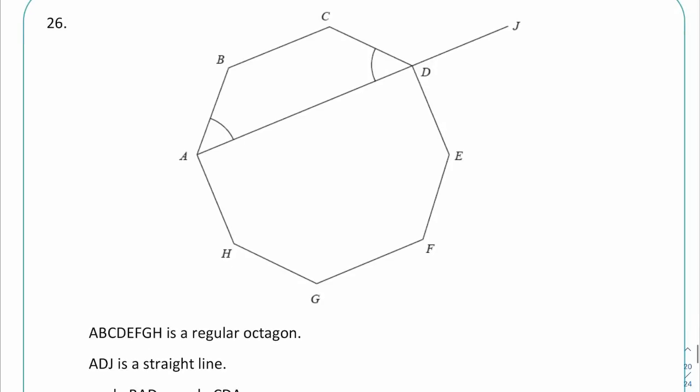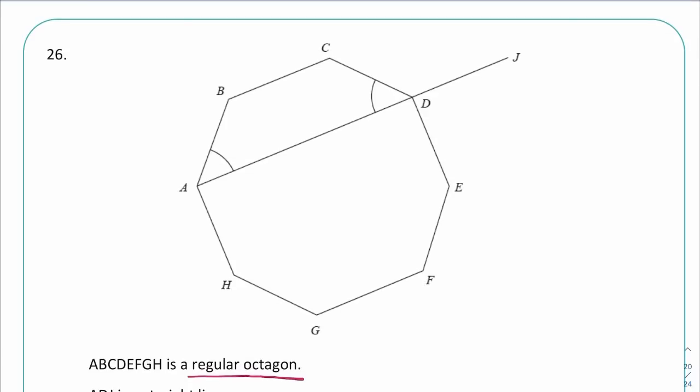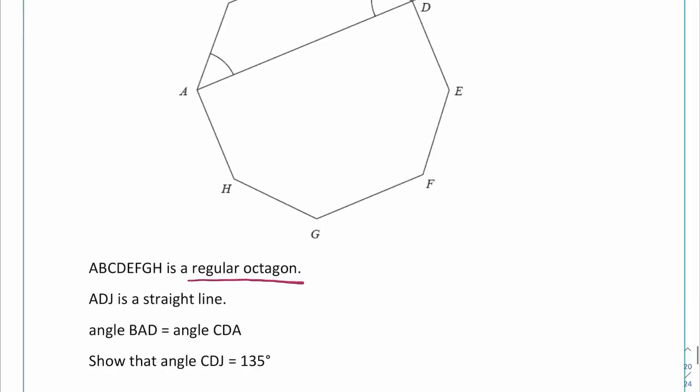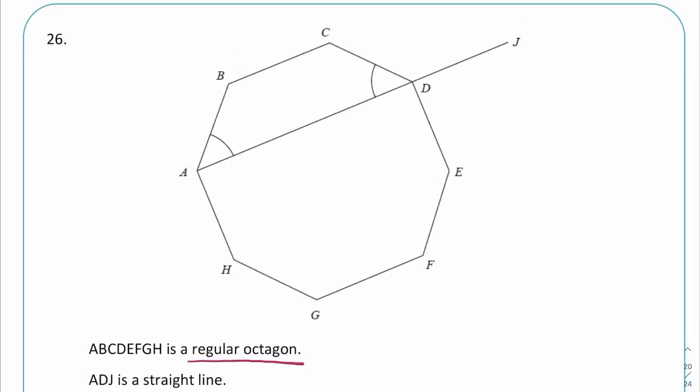Okay, onto some angles in polygons. So we're told here A, B, C, D, E, F, G, H is a regular octagon. As soon as it says regular octagon, straight away I'll be starting to work out the interior angle, but we'll carry on reading. ADJ is a straight line, which we can see there. So this line here is a straight line. And we have angle BAD is equal to angle CDA, which is also kind of highlighted on the diagram for us. We've got this one here is equal to this one here.